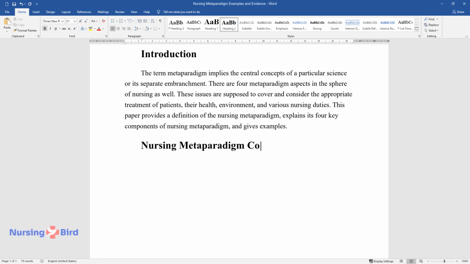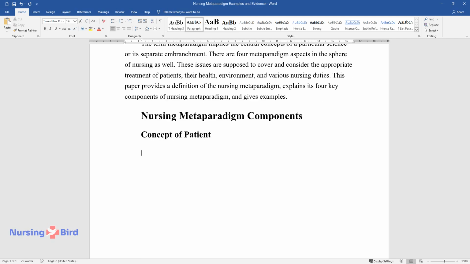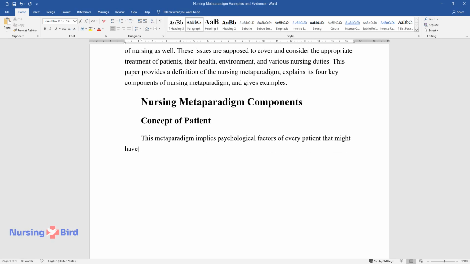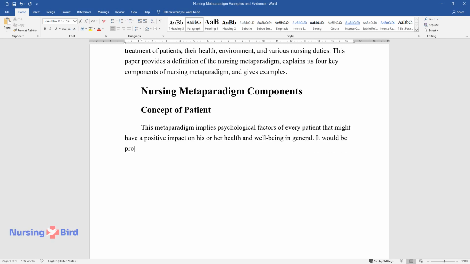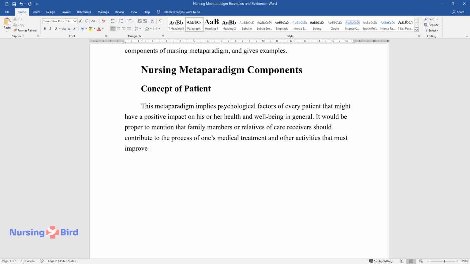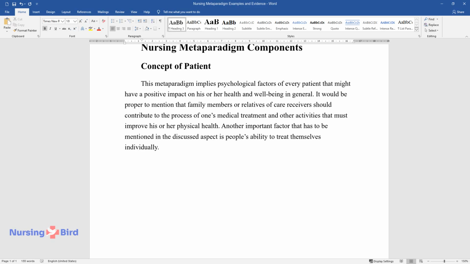Nursing metaparadigm components. Concept of patient. This metaparadigm implies psychological factors of every patient that might have a positive impact on his or her health and well-being in general. It would be proper to mention that family members or relatives of care receivers should contribute to the process of one's medical treatment and other activities that must improve his or her physical health. Another important factor that has to be mentioned in the discussed aspect is people's ability to treat themselves individually.